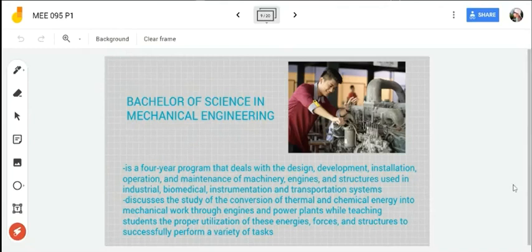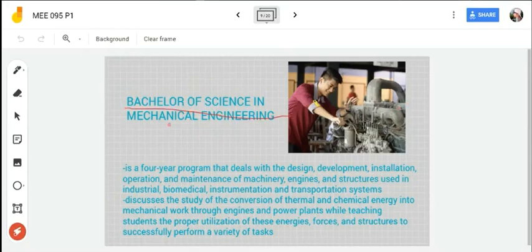So when we say Bachelor of Science in Mechanical Engineering, you need to take note that it is a 4-year program, meaning you will be spending your 4 years here in college, finishing the Bachelor of Science in Mechanical Engineering. While in school, you'll learn how to deal with the design, development, installation, operation, and maintenance of machinery, engines, and structures, etc.